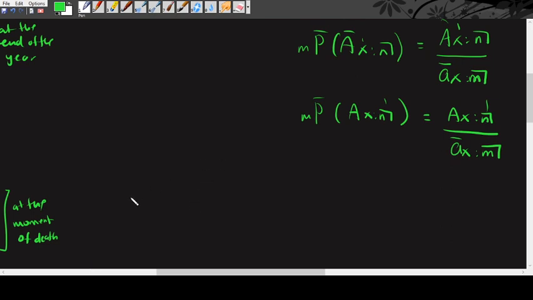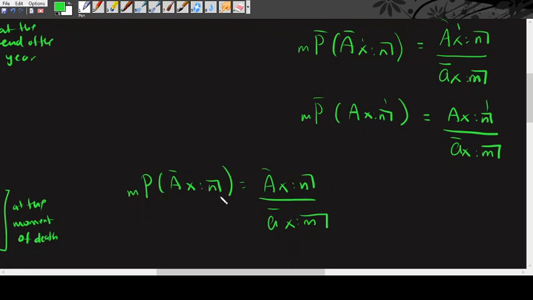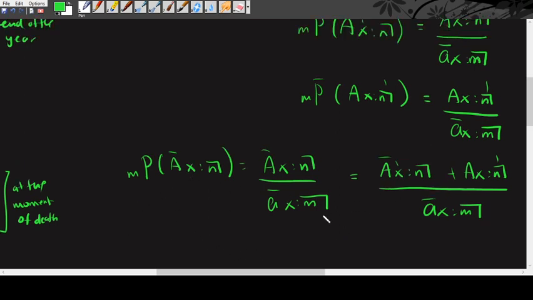So for this case, we are going to get M P A bar X N. For this, it will equal A bar X N over A bar X M. So if you just go for this one, this would equal this plus this, which is A bar X N term plus A X N pure over A bar X M, which we can say equals M P A X N term plus M P A X N pure.